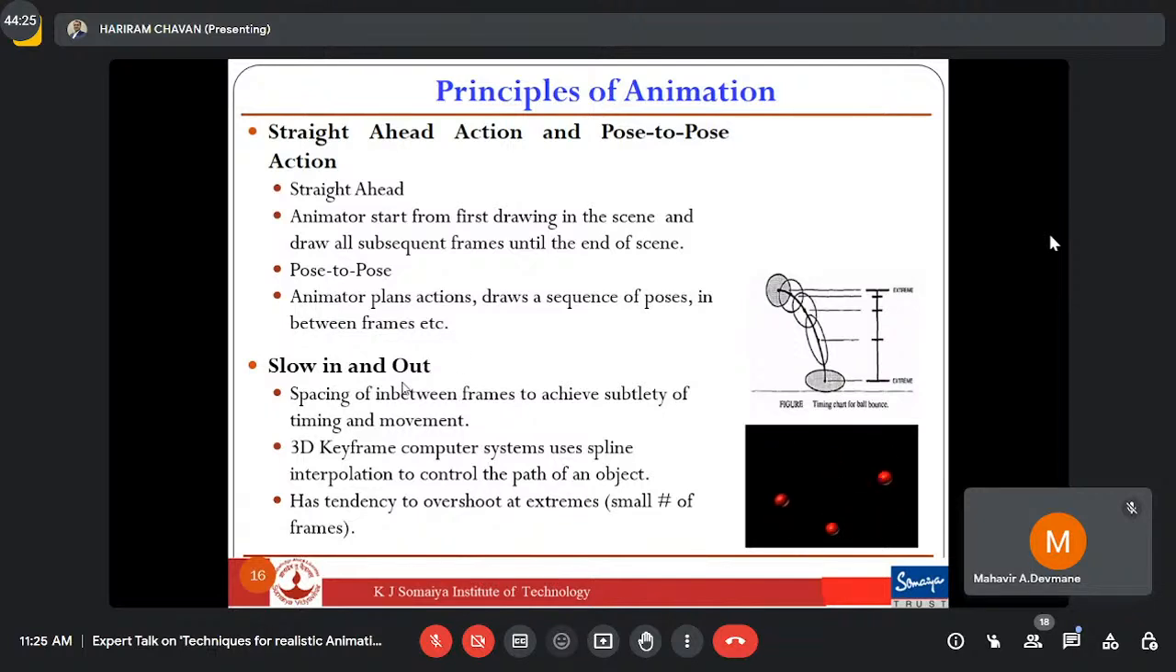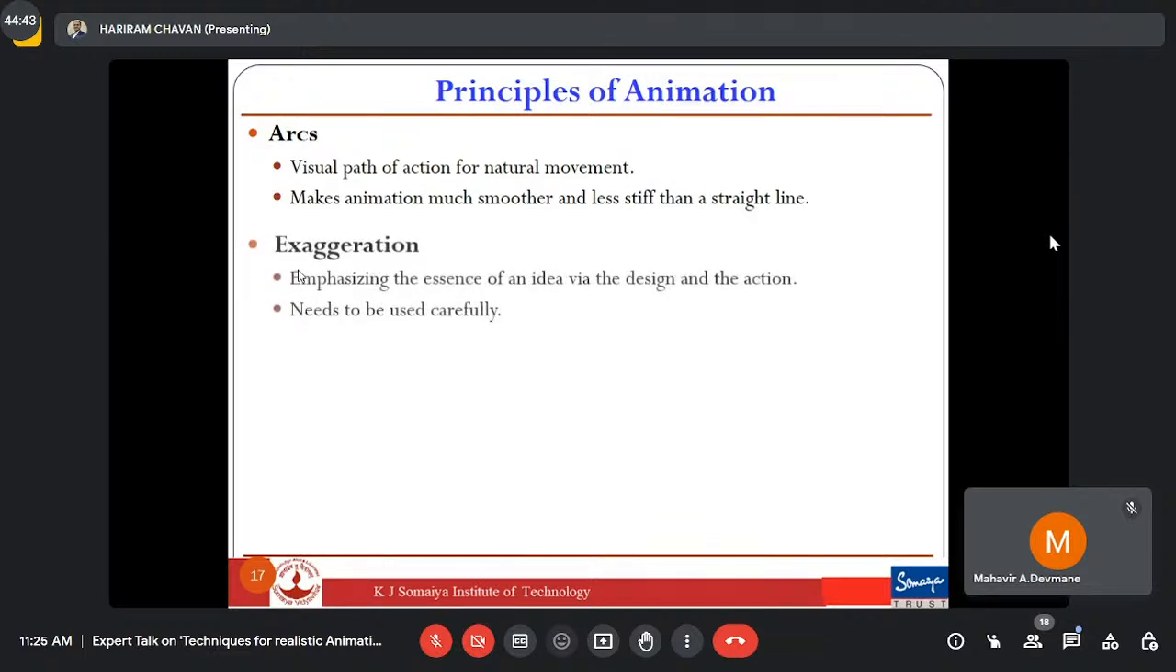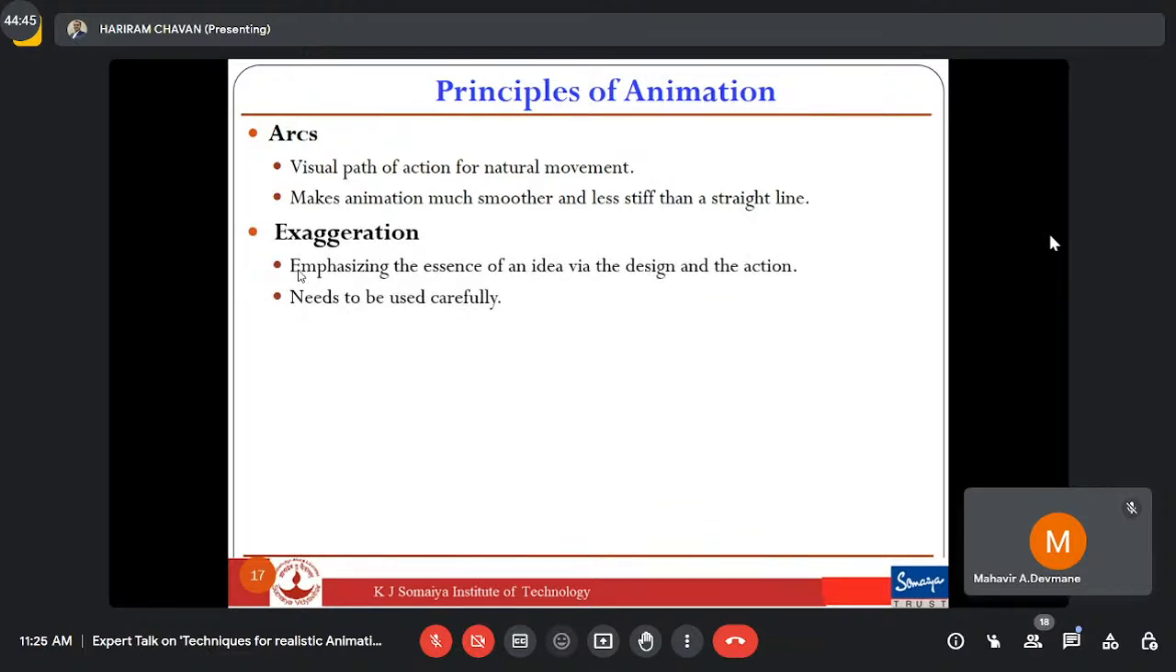I hope when you think about any realistic example, where you need to slow the sequence of frames to give the impact, that needs to be considered as one of the principles of animation. Next is arcs. I already talked about the straight line and arcs to give natural movement.